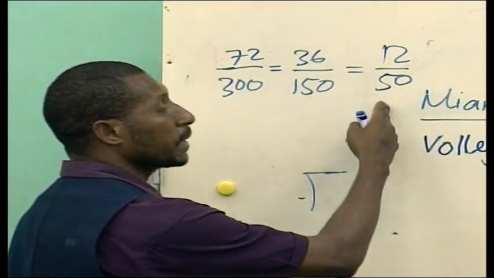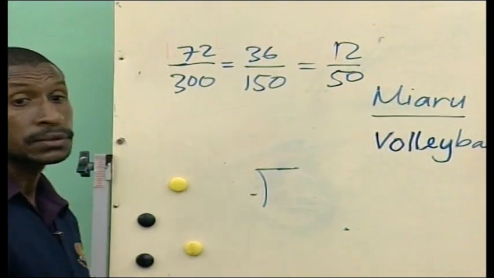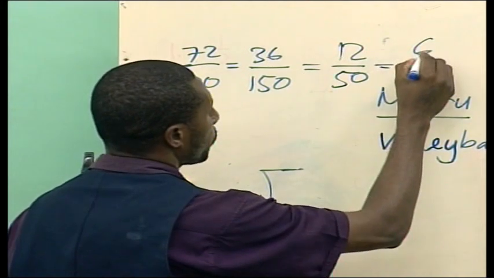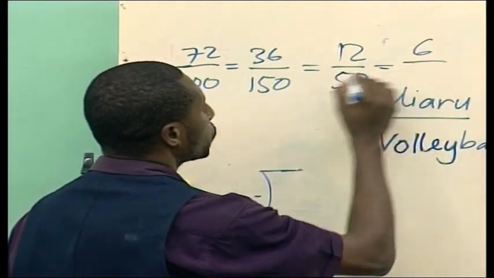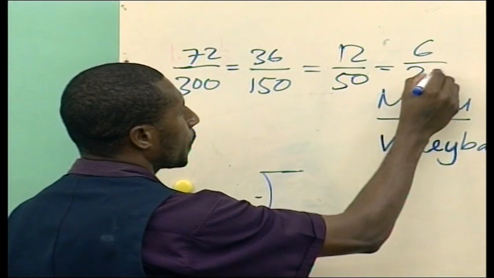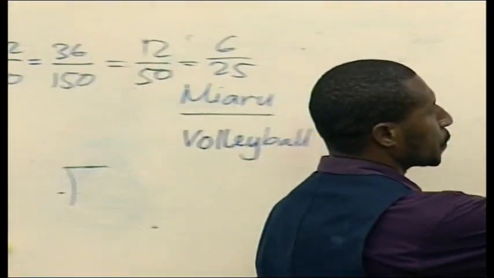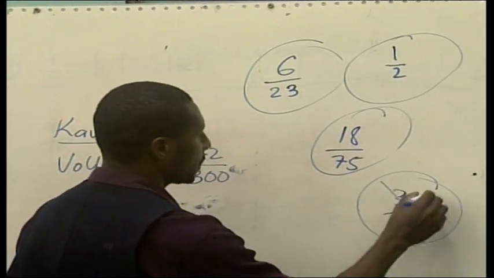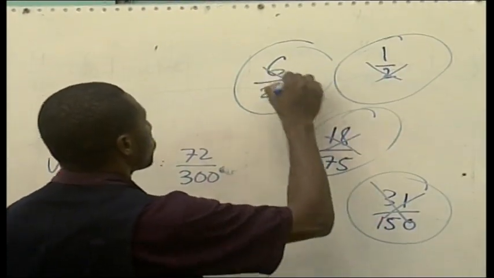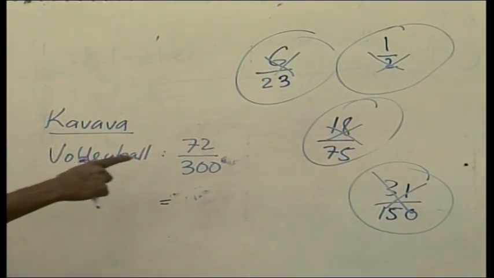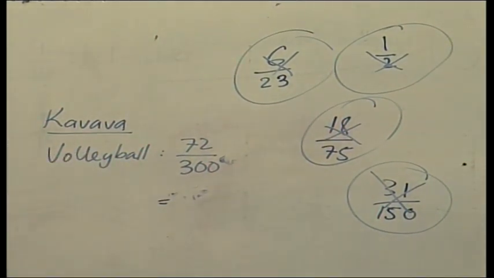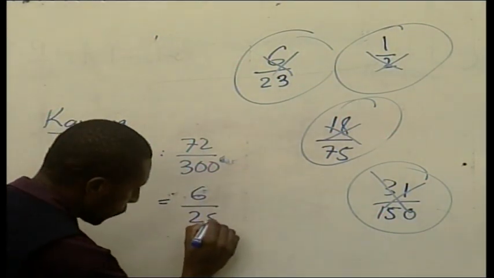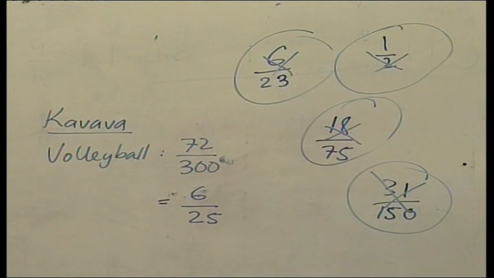Can we further simplify? Yes, by 2. 2 into 12? 6. And 2 into 25? 25. So here we do not have any correct answer here. So all these answers are wrong. So 72 over 300, the simplest fraction is 6/25. Now let's find the percentage of that.